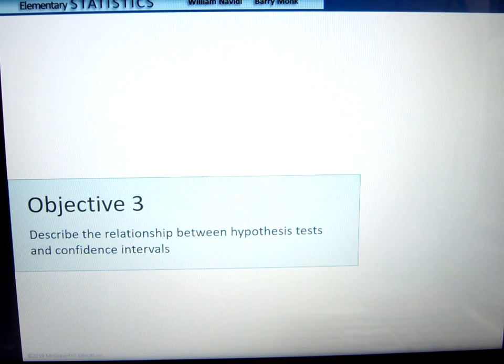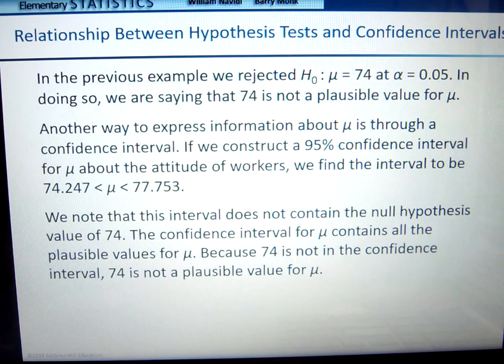Describing the relationship between hypothesis tests and confidence intervals. Here we rejected the null hypothesis at 74 at alpha equals 0.05. In doing so, we're saying that 74 is not a plausible value for the mean. Another way to express the information about mu is through a confidence interval.